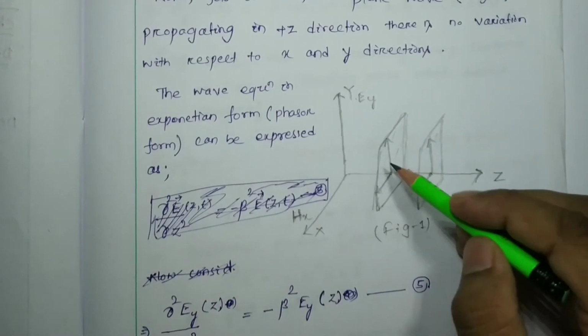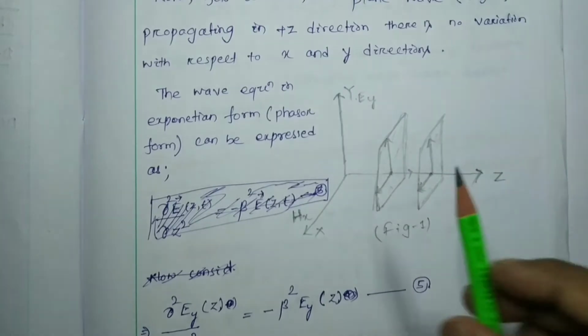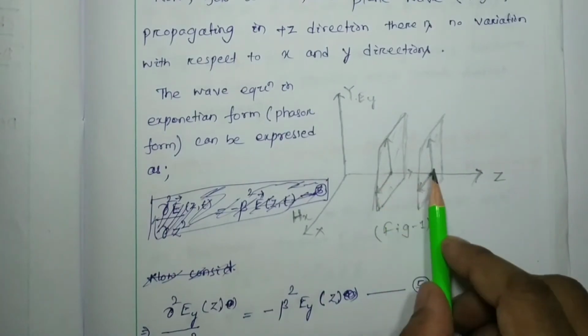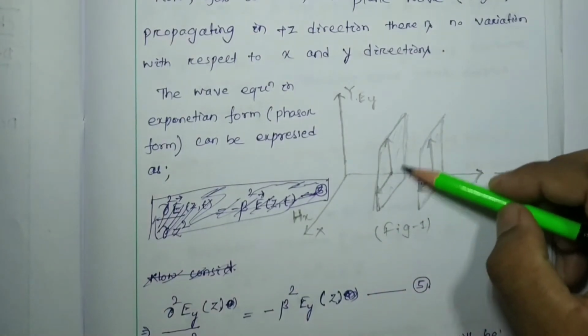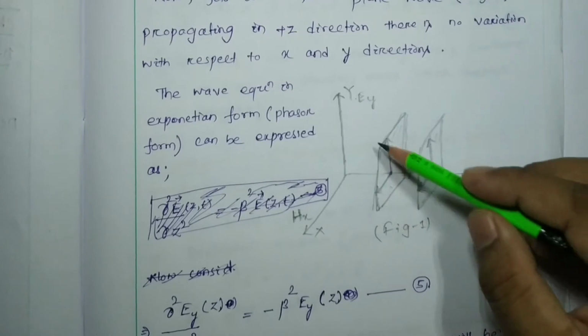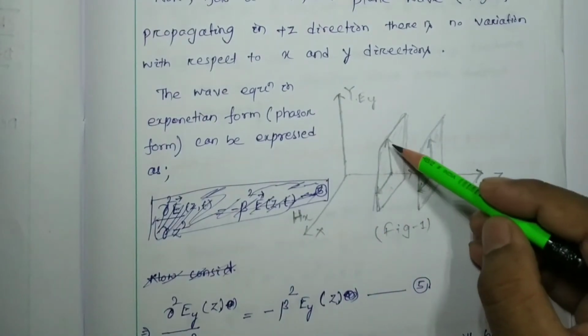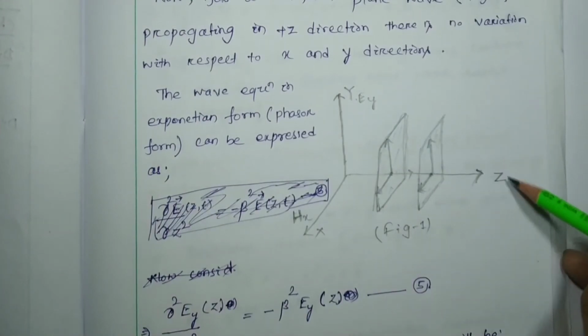And along the y axis we have considered the electric field component also does not change, if we consider two locations here and here. That means this is the so-called plane wave front moving along the z axis, having both electric component and magnetic component always constant with respect to z.